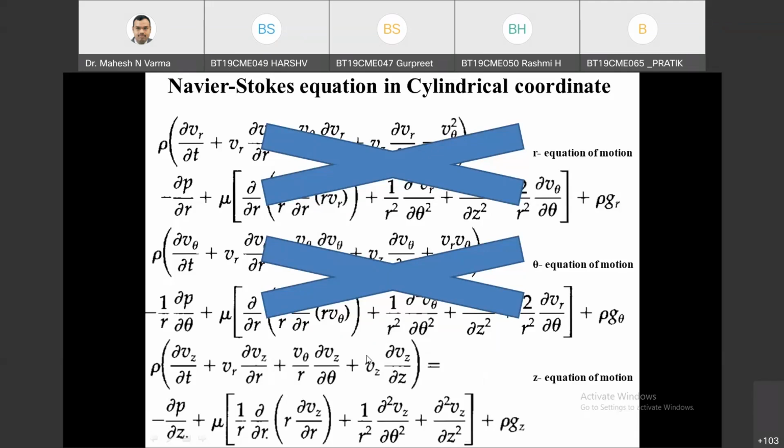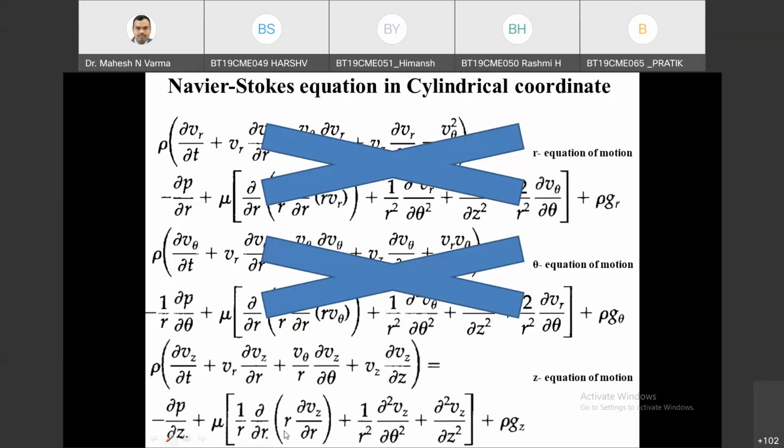Roll number 51, Himanshu. Yes, sir. What about this term? Non-zero, sir, dp by dz. Why is it non-zero? Pressure is changing in relation to z. At z equal to 0, pressure is P0 and at z equal to L, pressure is PL. And this flow is there because of the pressure difference only. So the flow is in the z direction. So this is non-zero.